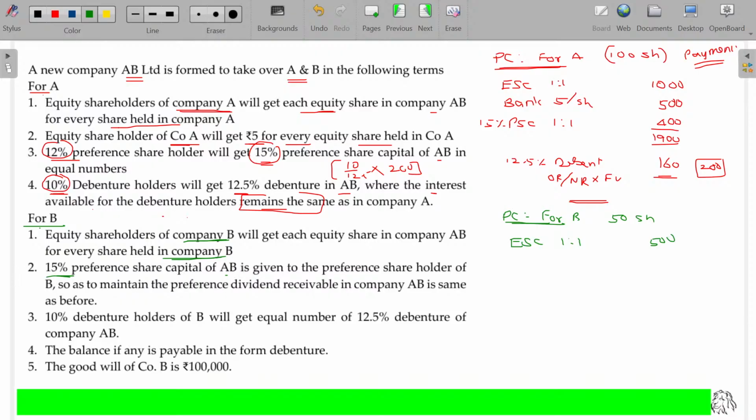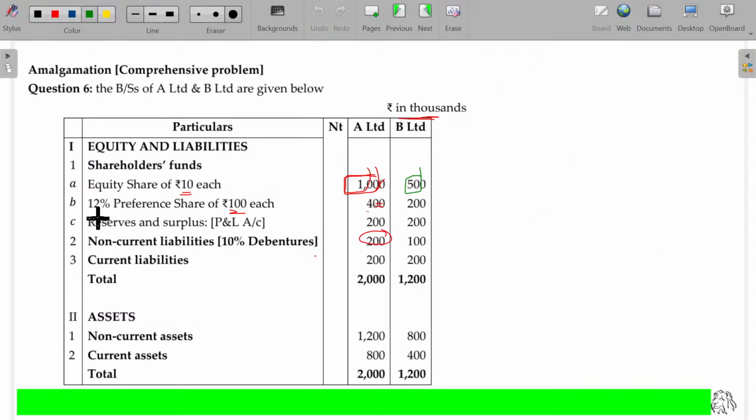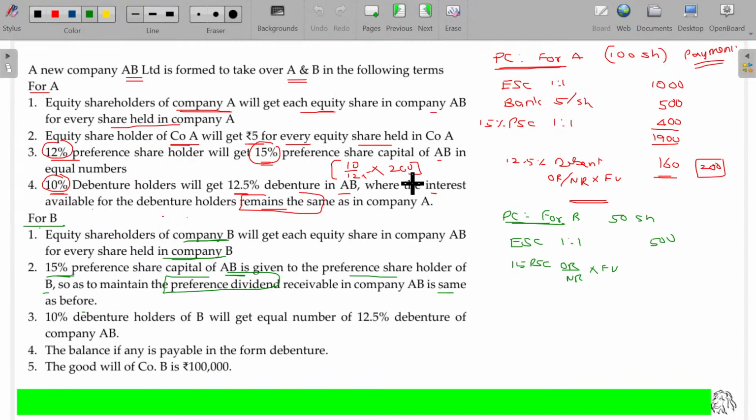15% preference share capital of AB is given to the preference shareholders of B so as to maintain the preference dividend receivable in company A the same as before, similar to the earlier one. So 15% preference share capital will be offered. How do we calculate? Old rate by new rate into face value. So old rate being 12%, 200. So 200 into 12 by 15. What's the new value? 160 is the amount offered.